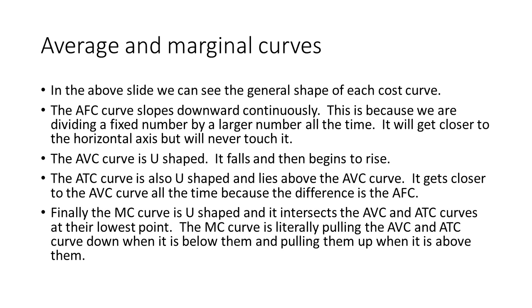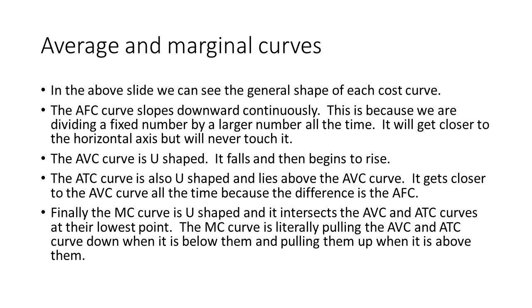The ATC, average total cost curve, is also U-shaped and lies above the average variable cost. It gets closer to the average variable cost all the time because the difference is the average fixed cost. Of course, the average fixed cost is getting smaller, so it's getting closer. Again, they will never intersect.